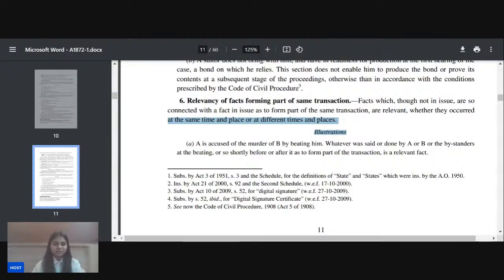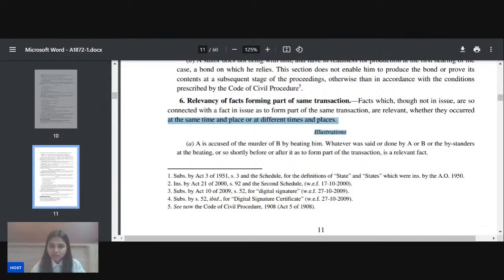Anyone who can tell me the meaning of res gestae? Res gestae, initially you will see that the Romans used res gestae, which means acts done, or actus. So res gestae are acts which speak for themselves. They form part of a transaction automatically or naturally. So, acts done, or actus.